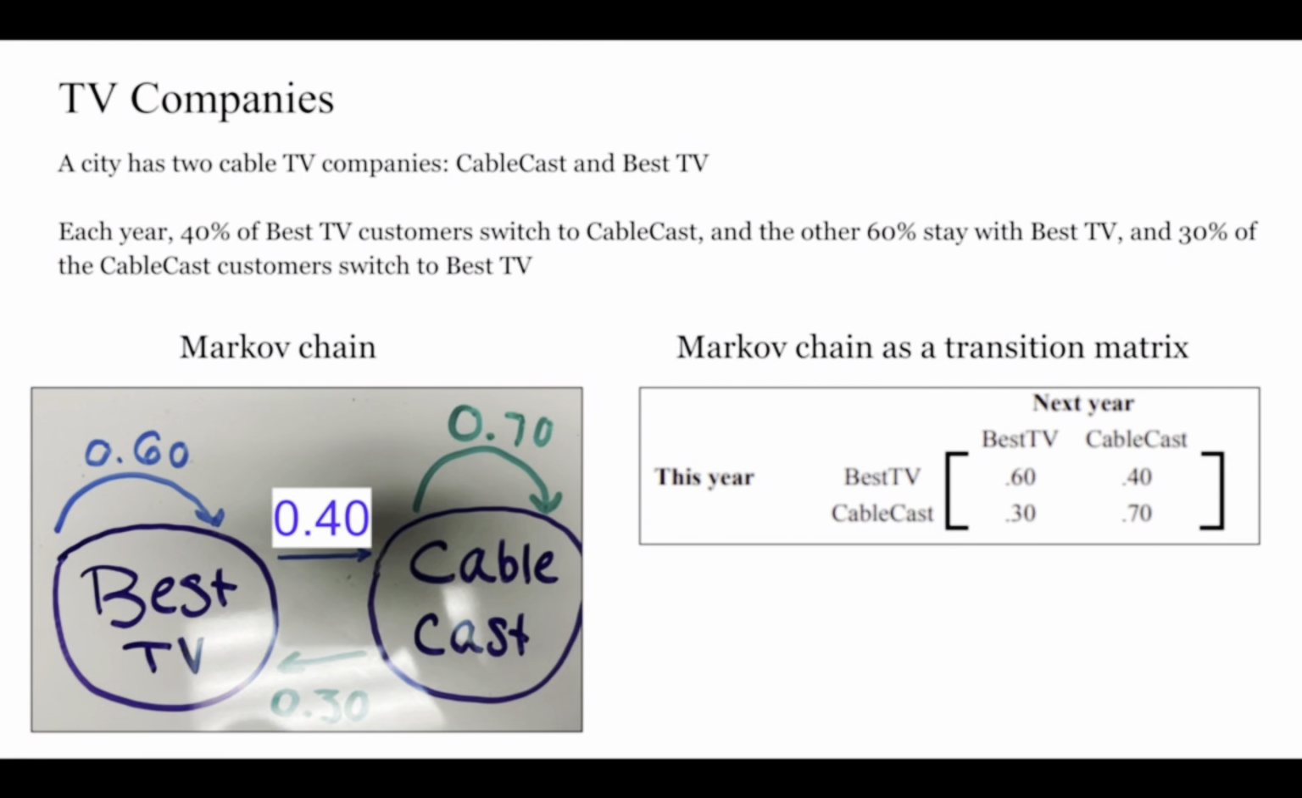And then on the right is the Markov chain as a transition matrix, with the rows representing the states where we start and the columns representing where we're going.